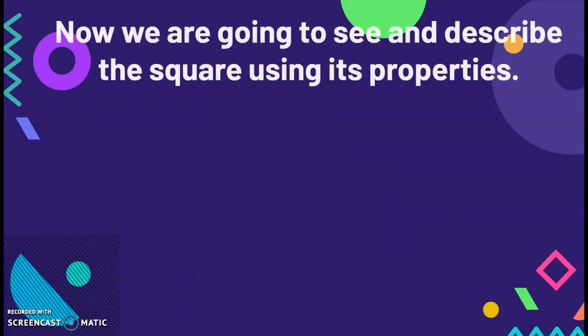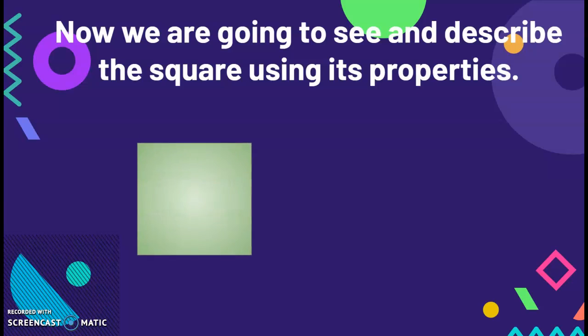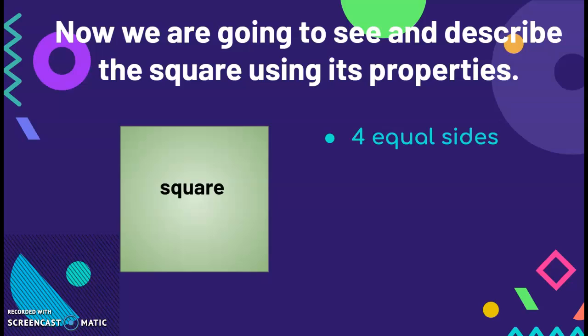Now we are going to see and describe the square using its properties. Square. It has 4 sides. 1, 2, 3, 4. 4 vertices. 1, 2, 3, 4, and 4 angles.